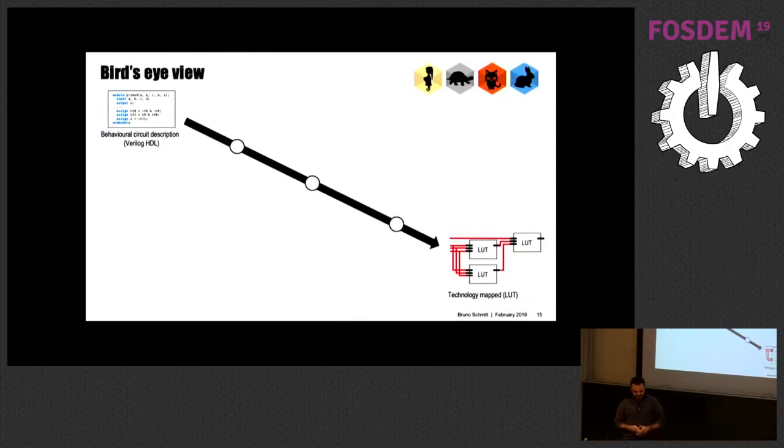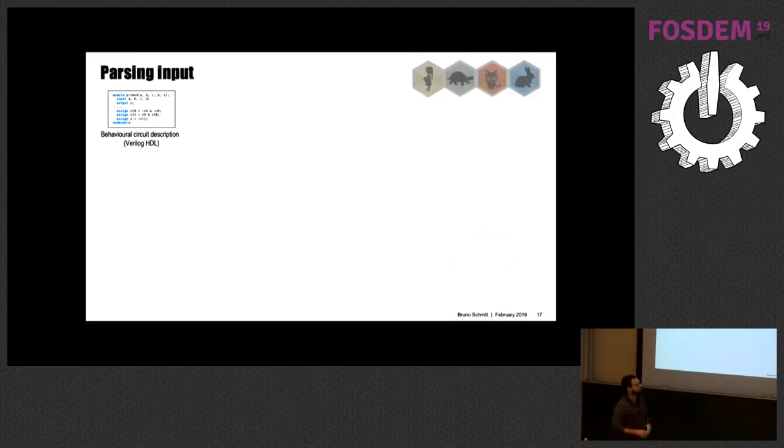So this is the bird's eye view of what I want to show you. We'll do it in 3 steps. We'll first take the description and extract a logic representation out of it, and then last we'll do the technology mapping. Hopefully, if we have time, I will show how to do some optimization in between those 2 steps. So how do you do the parsing?